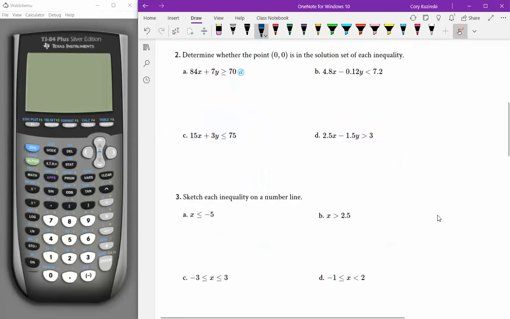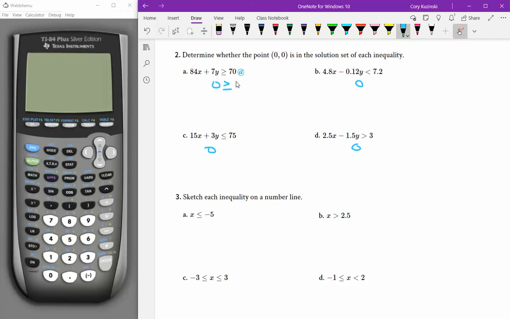Determine whether the point 0, 0 is in the solution set of each inequality. Okay, so 0, 0 is an easy thing to plug in, because if I plug 0 into this, it's 84x. 84 times 0 is 0. 7 times 0 is 0. And 0 plus 0 is 0. And that's always going to be the case whenever we plug 0, 0 into an equation or an inequality that's in standard form.